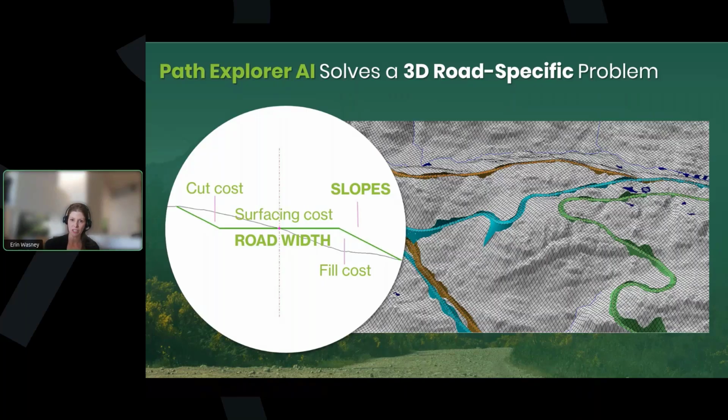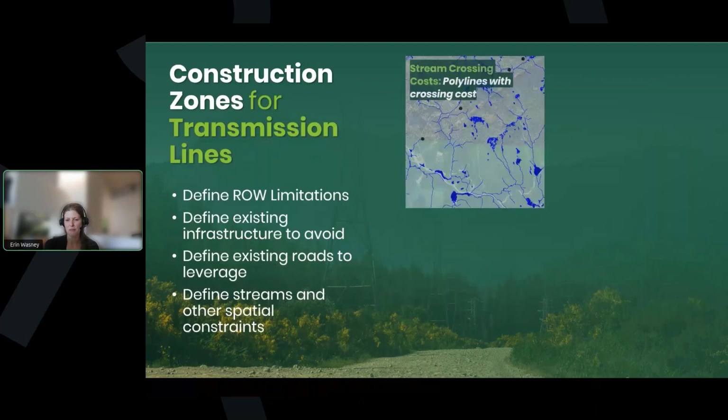But for transmission lines, a really big, important part is bringing in some of our constraints. And we're going to do that through something called construction zones. A few examples here on the screen. First and foremost, stream crossings. This one applies to pretty much anything we tend to present about Path Explorer. Certainly assigning a cost every time you cross a stream. So here we're going to use our polylines construction zone.